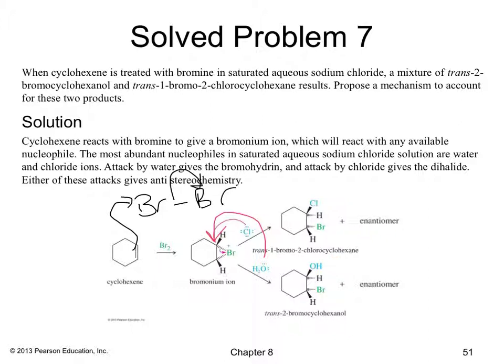Again, you should show both enantiomers, right? So this in addition to the other enantiomer, this in addition to the other enantiomer. I'm not going to go through that since I've already done it in the previous example, so you should be able to do that yourself.